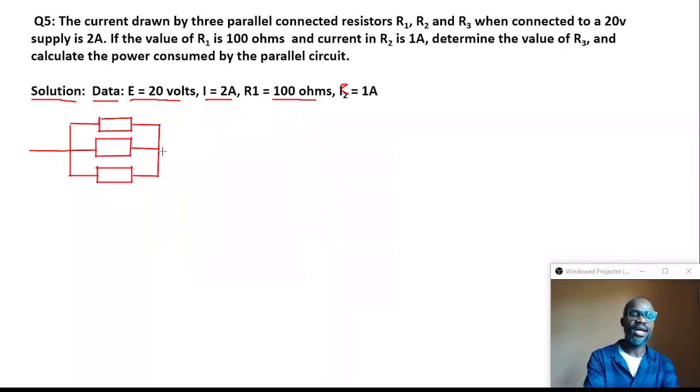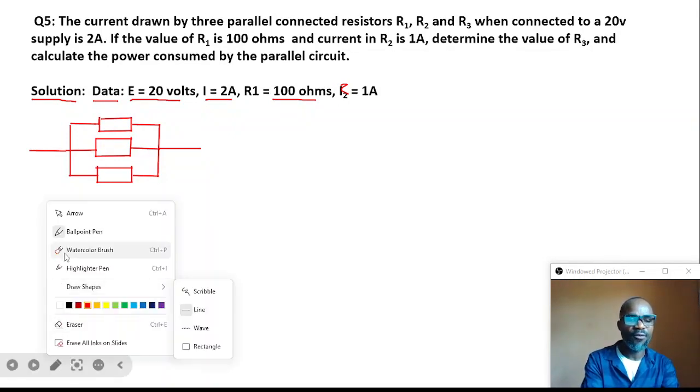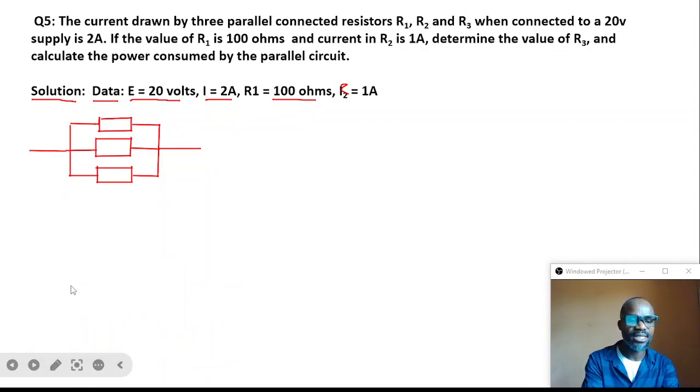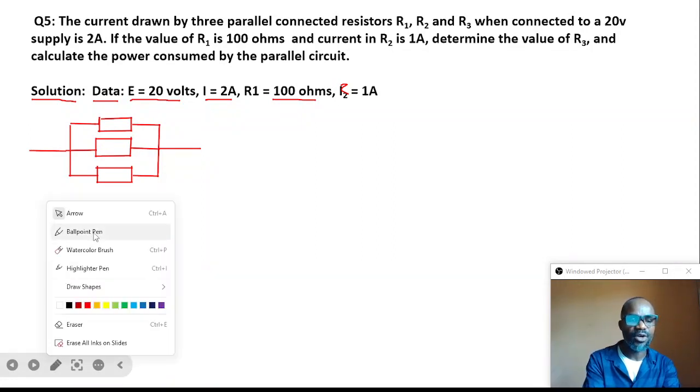Good. So we now have a pictorial representation of three resistors connected in parallel, not in series. We have a pictorial representation of three resistors connected in parallel. That is very important.